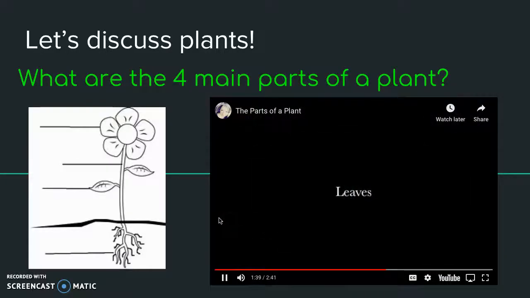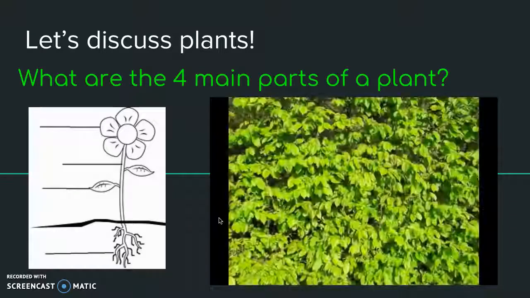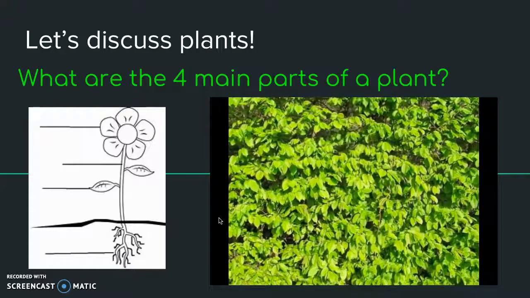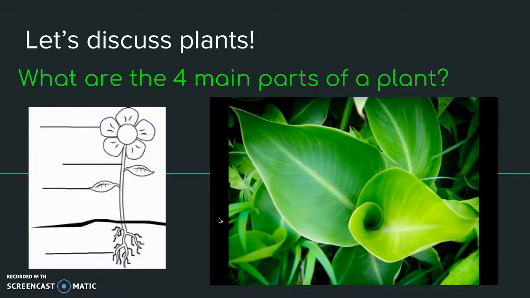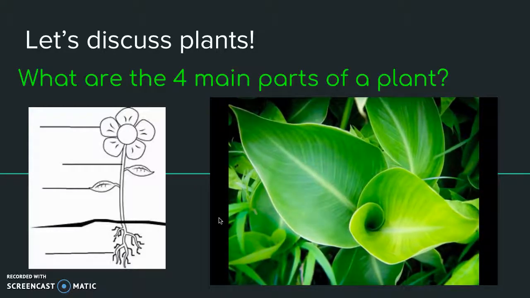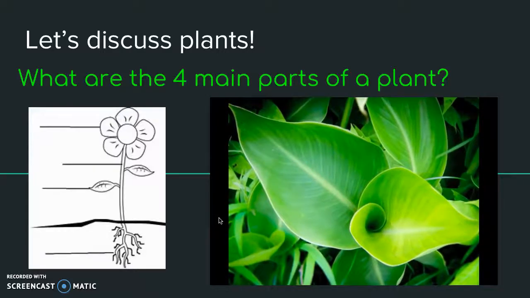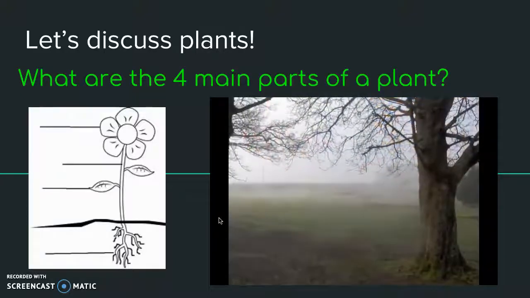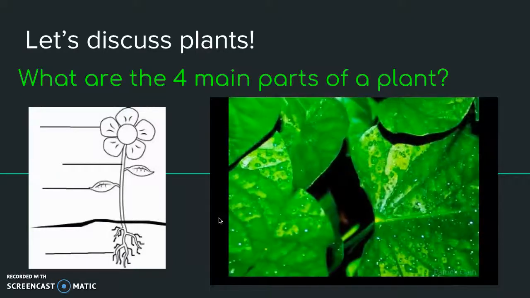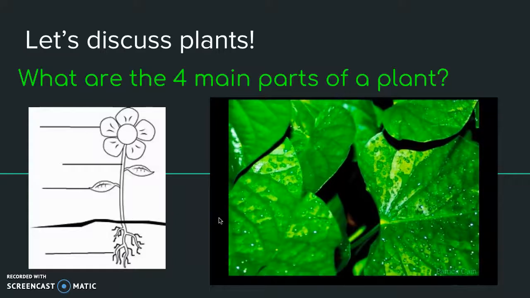Let's find out what leaves do for their plants. Most plants make food in their leaves. Leaves are designed to capture sunlight, which the plant uses to make food through a process called photosynthesis. This is when the plant uses energy from the sunlight, carbon dioxide from the air, and water and nutrients from the soil to make food.